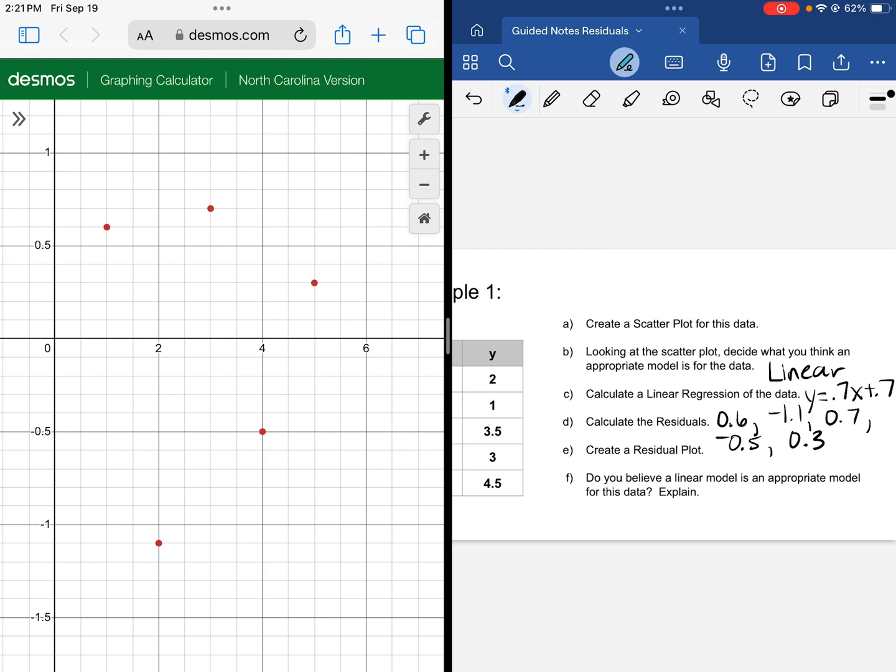So do you believe that linear is appropriate? And I would say yes. The residuals are randomly spaced above and below the x-axis. So if they are, then that means that linear is appropriate.